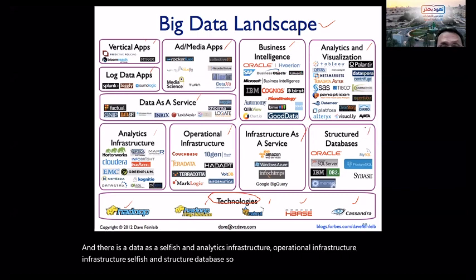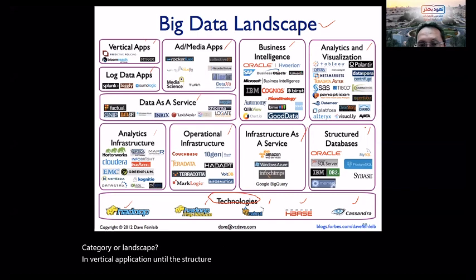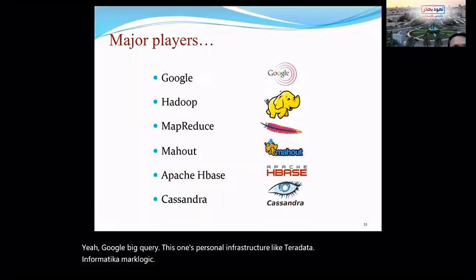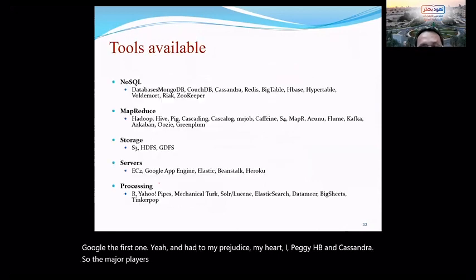These are the companies that provide this kind of category or landscape, from vertical applications to structured databases like Oracle, IBM DB2, Sybase, MySQL. Amazon is infrastructure as a service, Windows Azure, Google BigQuery, and other infrastructure like Teradata, Informatica, MarkLogic, and so on. These are the major players, Google being the first one, and Hadoop, MapReduce, Mahout, Apache HBase, and Cassandra.